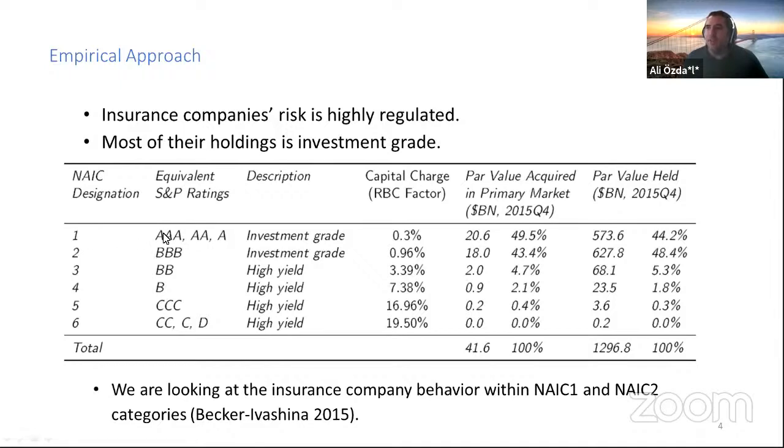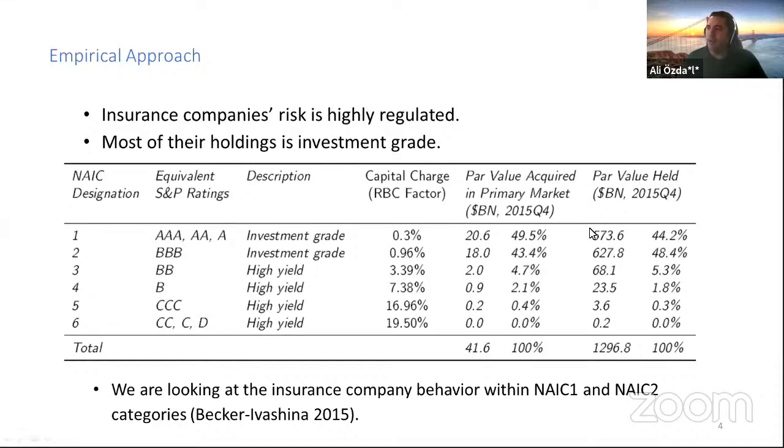The first category, which has the lowest capital charge, is the A-rated bonds and above. So these are really top quality firms. In the second category, they had triple B rated firms. These are the ones right above the speculative grade, still good, investment grade firms, but lower quality than the others. And then the other speculative grade or high yield bonds are categorized in NAIC designations 3, 4, 5, and 6. We will primarily focus on the NAIC 1 and NAIC 2 categories.